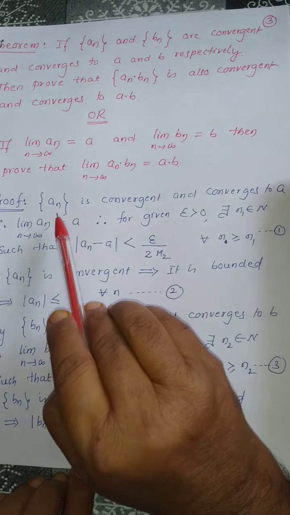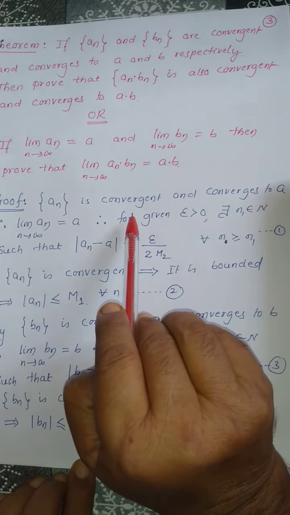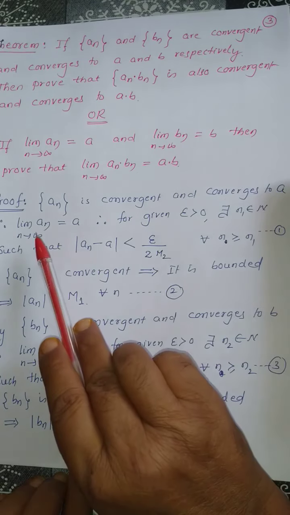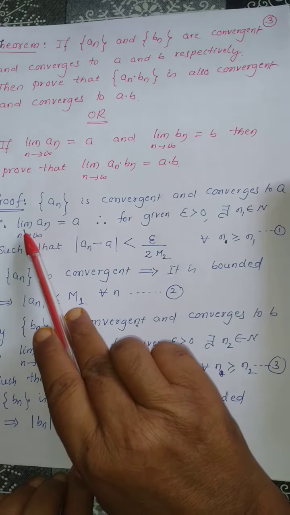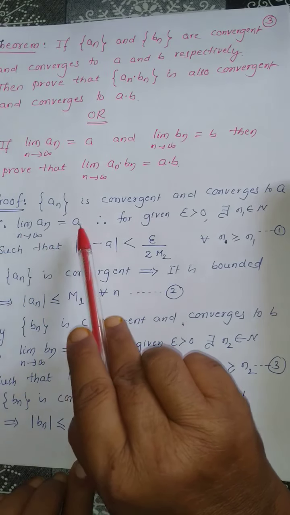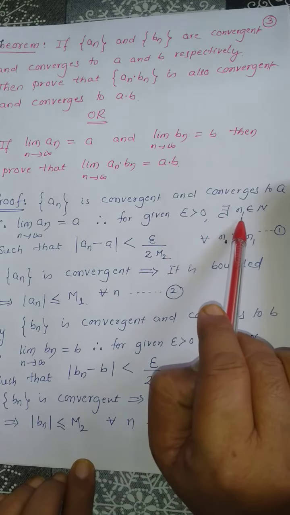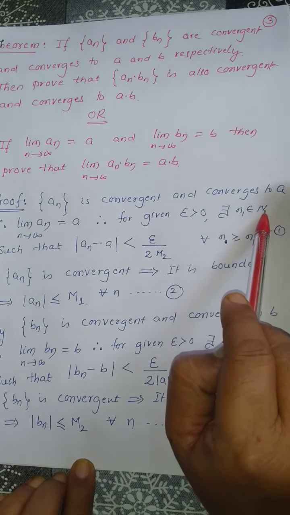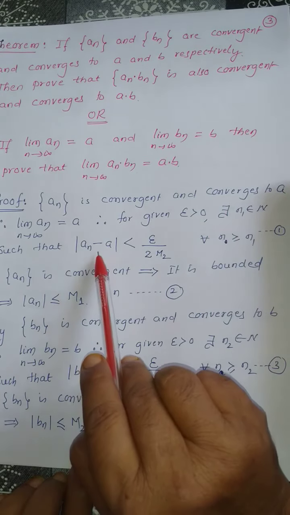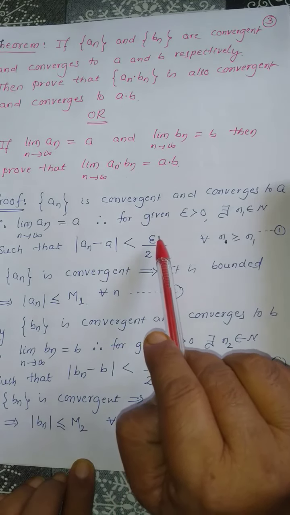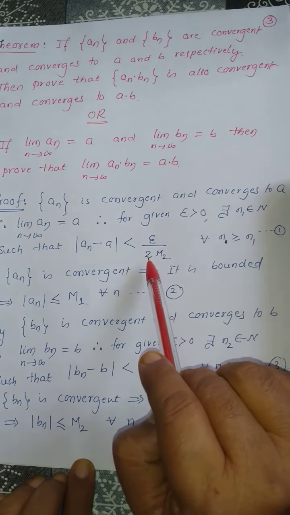Okay, in the proof, a_n is convergent and converges to a. As usual, the definition of the limit: a_n as n tending to infinity equals a. Therefore, for given epsilon, there exists n1 belonging to the natural numbers such that |a_n - a| < epsilon by 2.